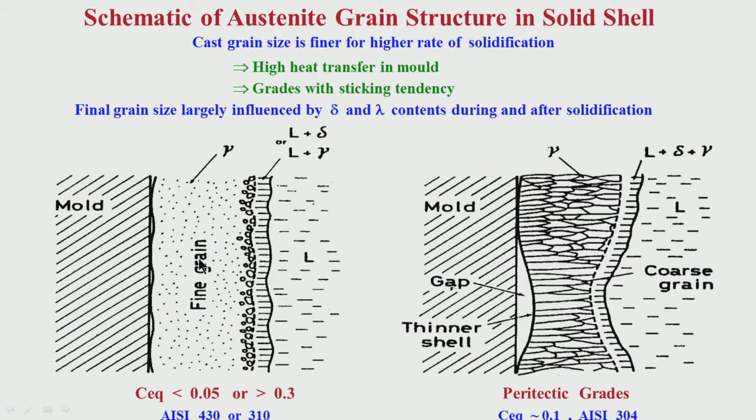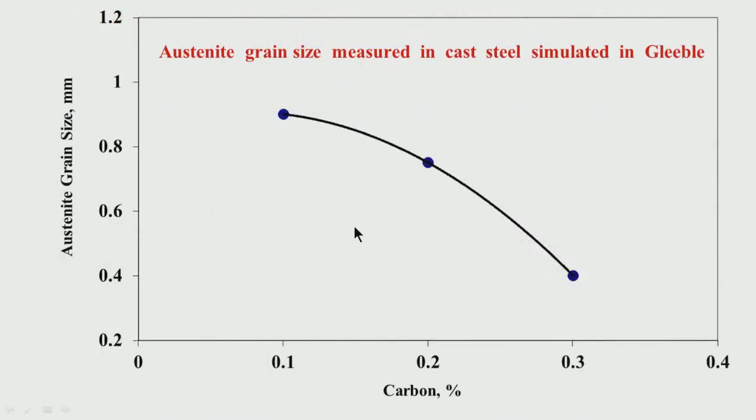For sticking tendency, if you have very low or very high carbon, say 0.3% carbon, it is a sticking characteristic. Sticking means there is no air gap formation, or relatively much less, between the mold and the solid shell. Here you see the gap formation is quite large, here gap formation is minimum, quite low. So the possibility of grain coarsening is quite less here for sticker grades, but for depression type of grades you have the possibility of grain coarsening.